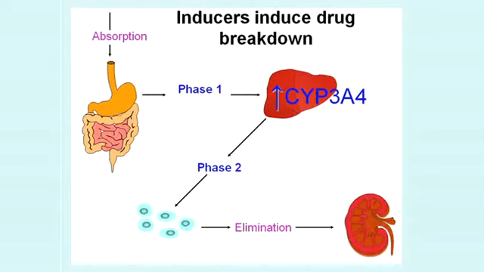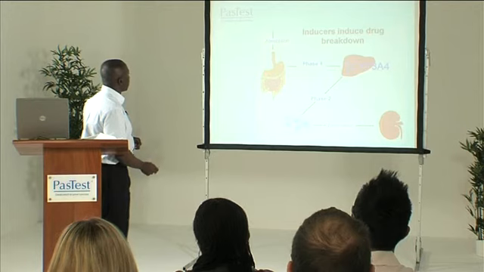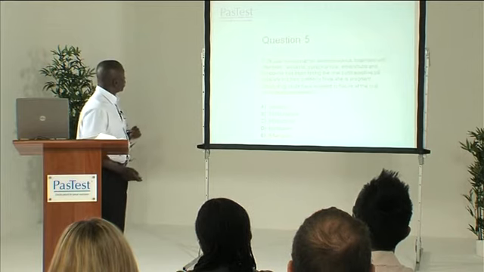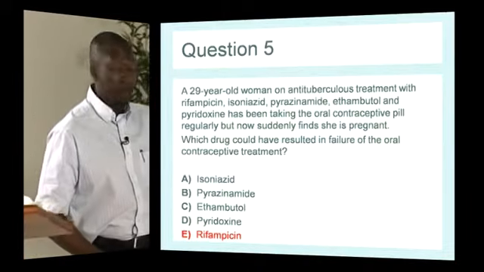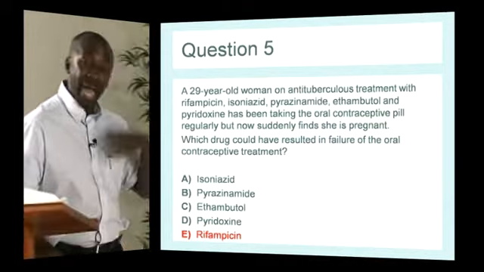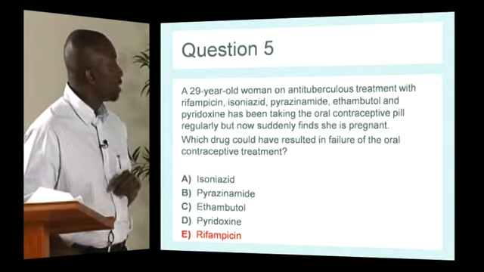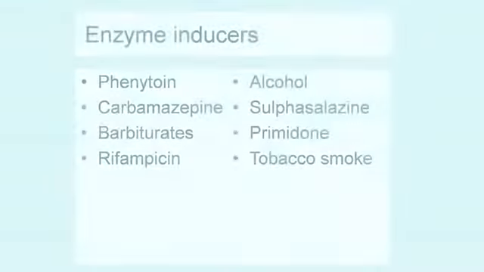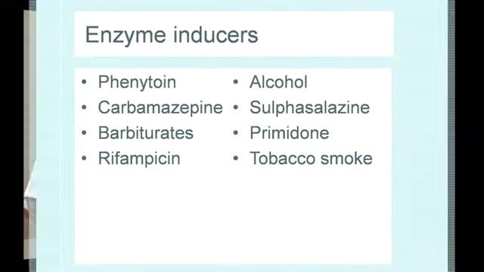The way they do that is they increase the amount of cytochrome P450. And so with increased amount of P450, you have increased breakdown and metabolism of the second drug. And in this case, the most potent inducer that we know is rifampicin. I told you that I would come back to inducers because many of the questions pertain to induction and inhibition. So let's look at the enzyme inducers.